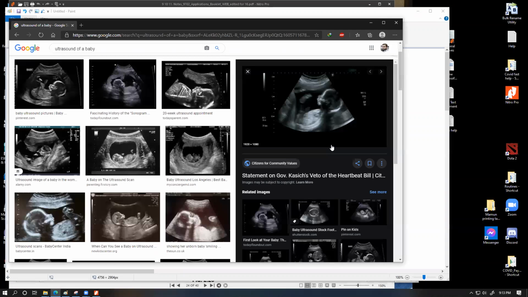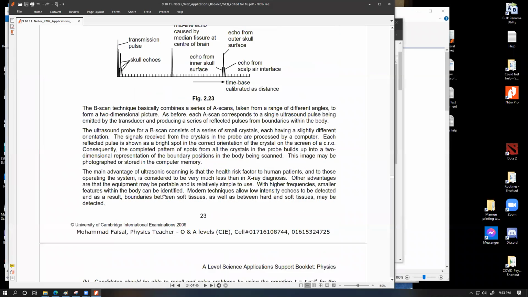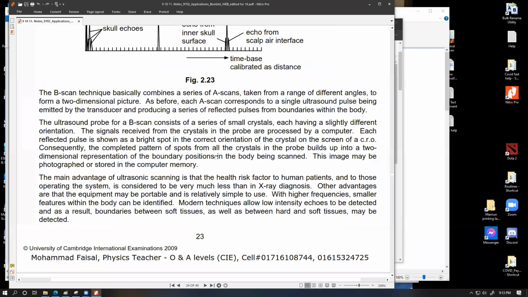Okay. Anything else? No. The B scan is bigger, a bit bigger. Zoom in a bit.